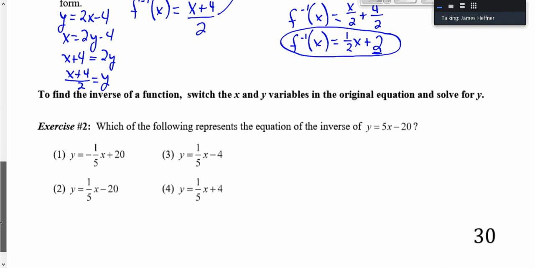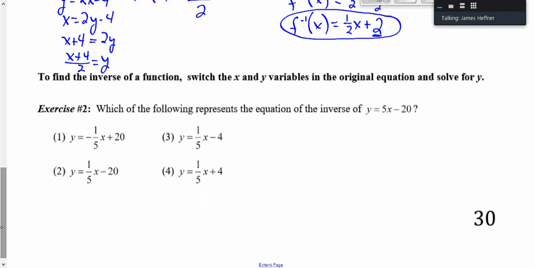All right. So I'm going to go down here to exercise 2, and we're going to do the switch X and Y thing, okay? So they want us to find the inverse of Y equals 5X minus 20. All right, so let's go ahead and do that. The first thing we're going to do is what? Switch the X and Y. Okay, go ahead and do that. So X equals 5Y minus 20.